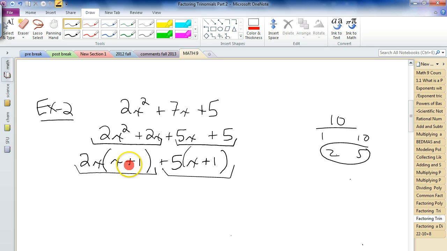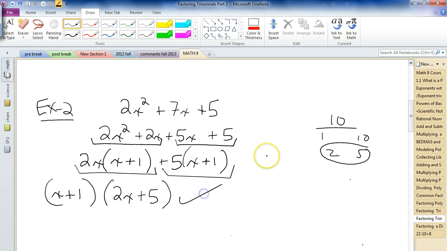That is the common factor. We pull out x plus 1. When you pull out x plus 1, what are you left with? Well, when the x plus 1 is gone, you're left with just 2x. And when this has the x plus 1 removed, you're left with plus 5. If you don't believe me, FOIL out your answer, and you'll get this. So that is it.